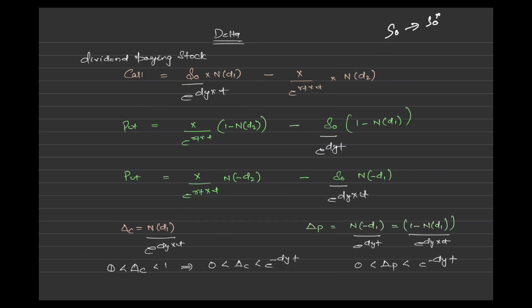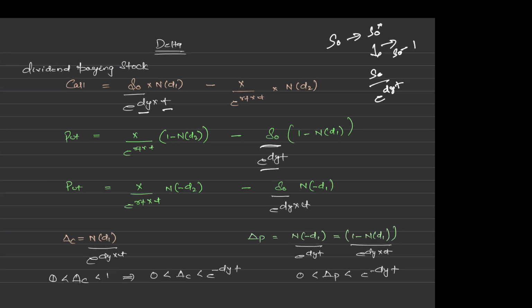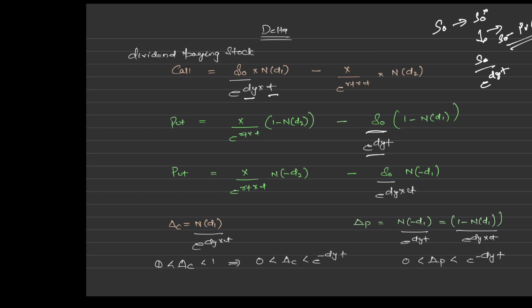So call is equal to S0 star into N(d1), and S0 star is what? S0 upon e to the power dividend yield into time. So wherever there is S0, you convert it into S0 star, which is S0 upon e to the power dividend yield into time. Another way to calculate S0 star is S0 minus present value of dividend. It is only used when we have discrete dividends. However, in the case of the BSM model, we assume that the interest rate and the dividend yield are continuous.